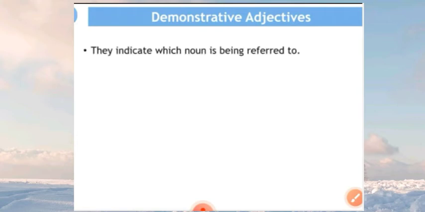The next adjective type we'll take a look at is the demonstrative adjective. Now these adjectives indicate which noun specifically is being spoken about. So we have words like this, that, these, those. All of these are examples of demonstrative adjectives because they help to pinpoint the noun that we are talking about.